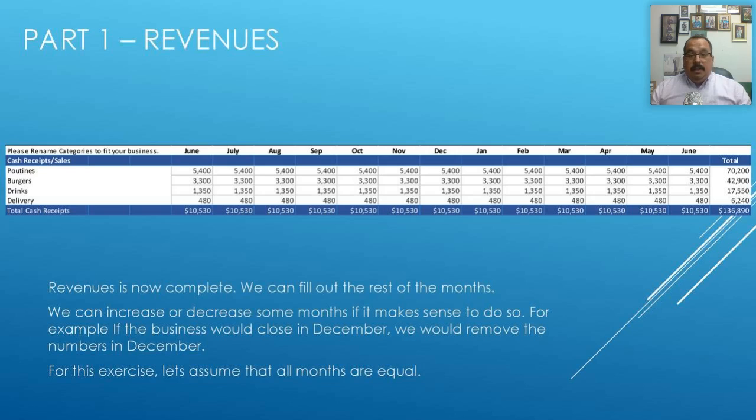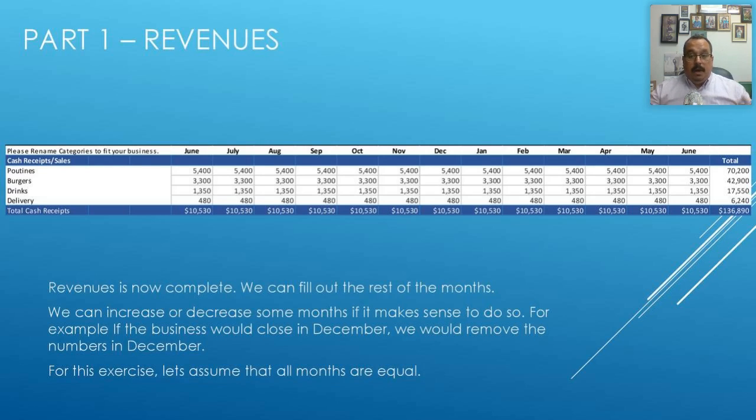Now, we can increase and decrease this because it's not set in stone. We can increase, let's say, July. Chip stand is going to make a lot of money in July, but not quite so much in December. So we can increase some months and decrease other months. That creates spikes, but that's okay. If you want to do that, that's absolutely fine to do.